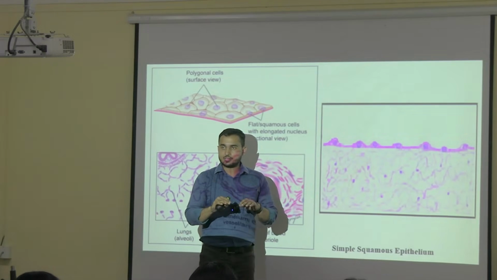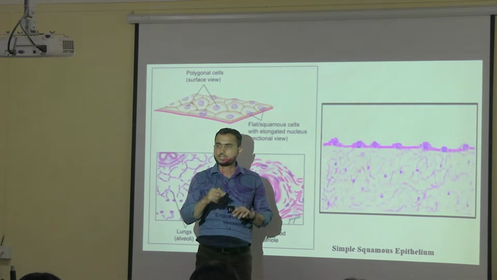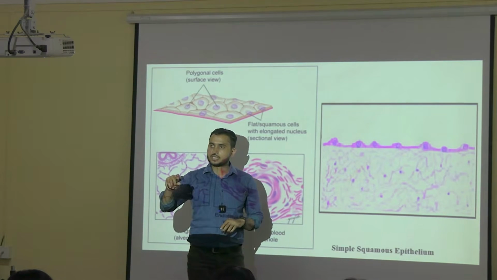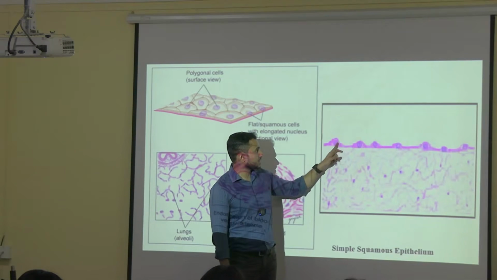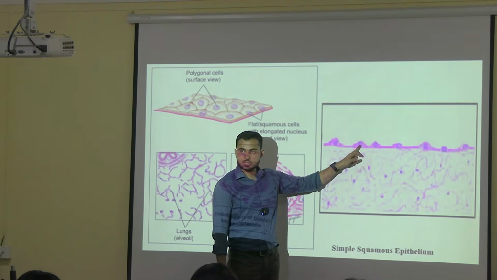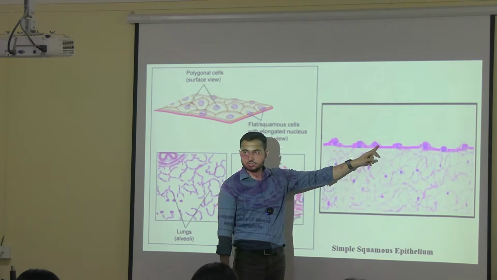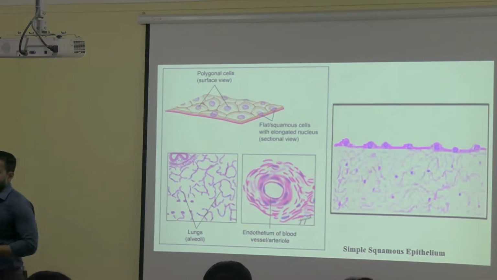The cells of simple squamous epithelium have a large surface. The amount of cytoplasm is very less. The height of the cell is also very less, and the presence of the nucleus forms a bulge on the cell. You can see this is the nucleus. Because of the presence of the nucleus, a bulge is formed. Can you see the bulge? Yes. So that is an important identifying feature of the simple squamous epithelium.